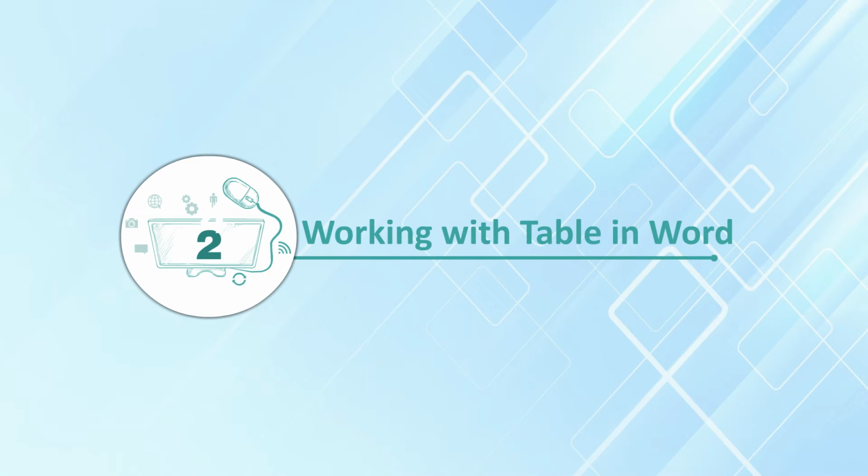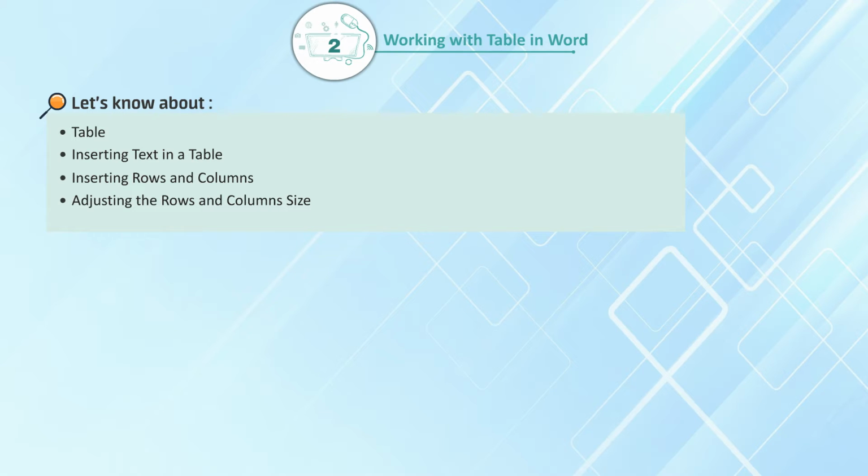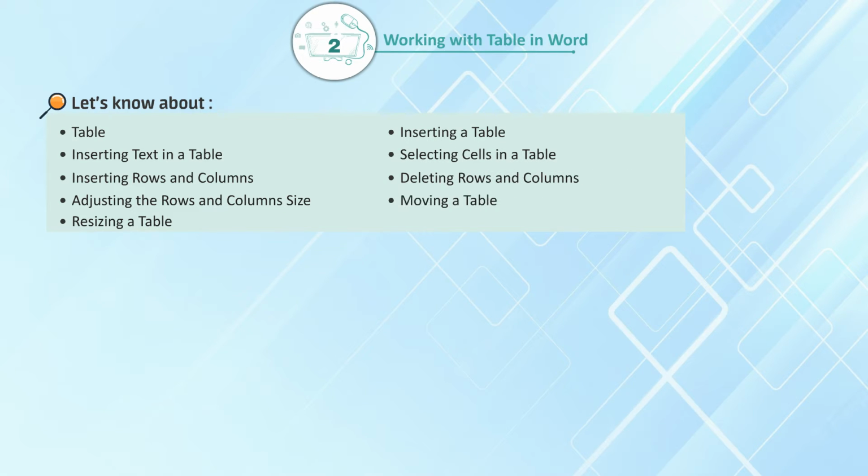Chapter 2 Working with Table in Word. Let's know about table, inserting text in a table, inserting rows and columns, adjusting the rows and columns size, resizing a table, inserting a table, selecting cells in a table, deleting rows and columns, moving a table, aligning text in the cells.